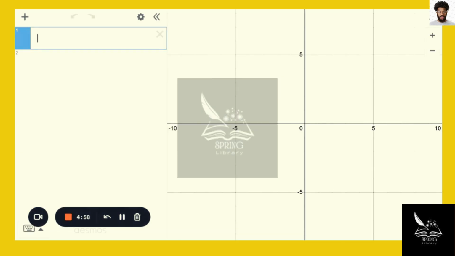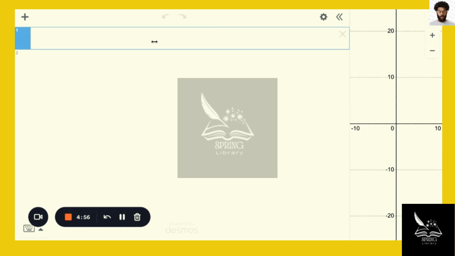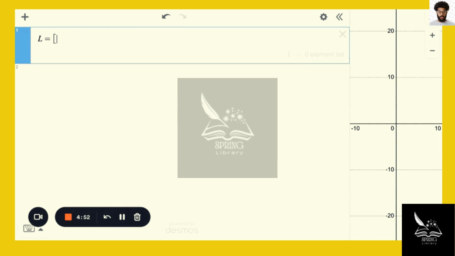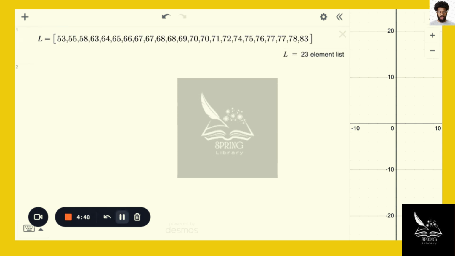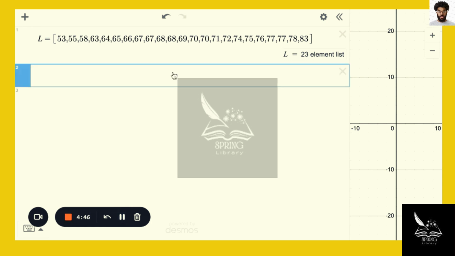Let's go to the Desmos graphing calculator and enter a list of the data. If you just call it L for list and use a square bracket, then you can just enter the list as you see it. So there are 23 elements.